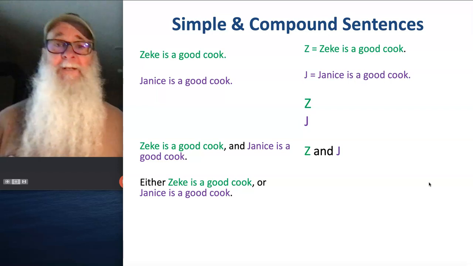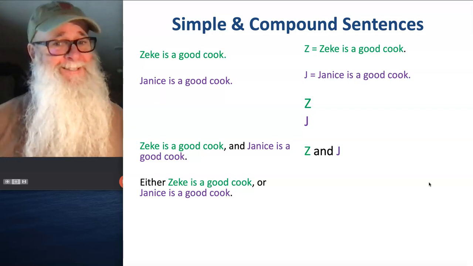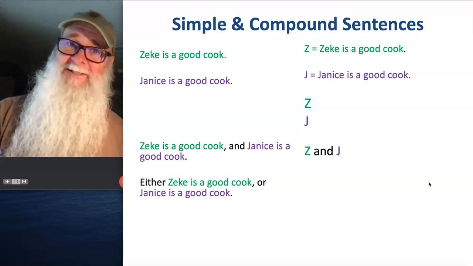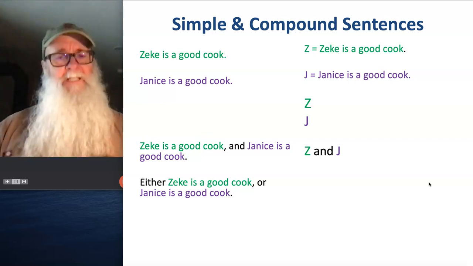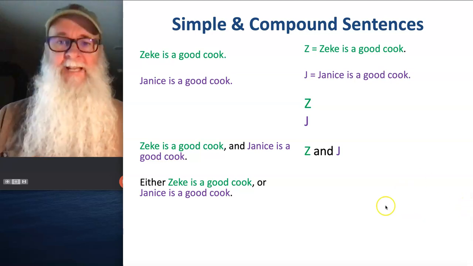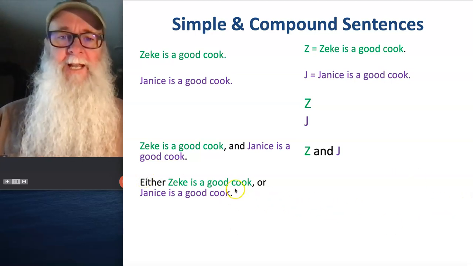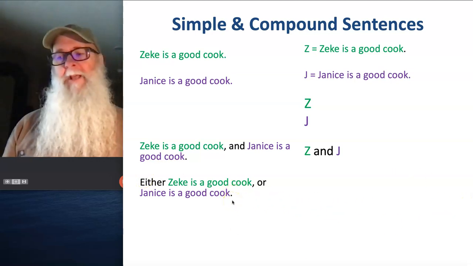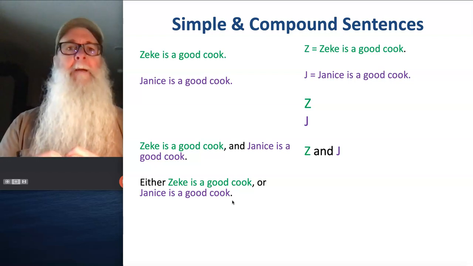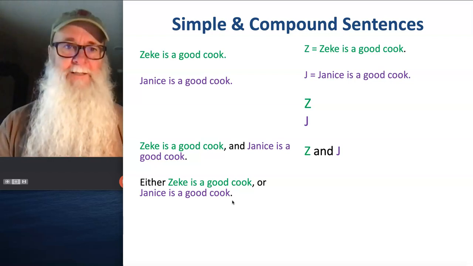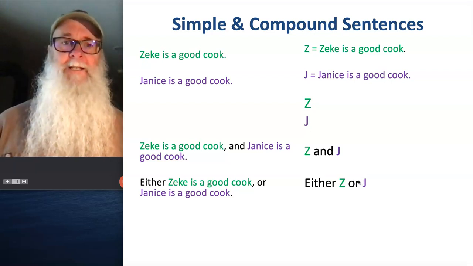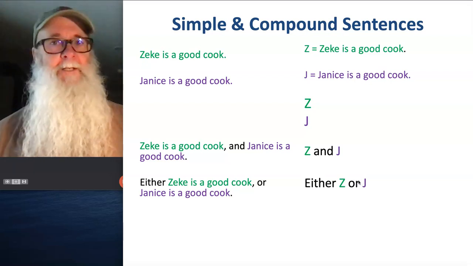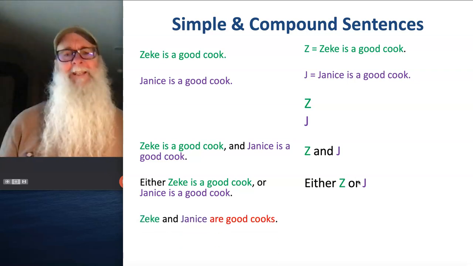Or we might have a statement like this. Either Zeke is a good cook or Janice is a good cook. And again, we can see, oh, this is a compound sentence. It is a single sentence in the sense that it begins here at the word either and it ends here at the period. But I recognize that this is a compound sentence made up of multiple simple sentences. And so when we represent that, we're going to represent Z and J separately in this one statement, either Z or J.